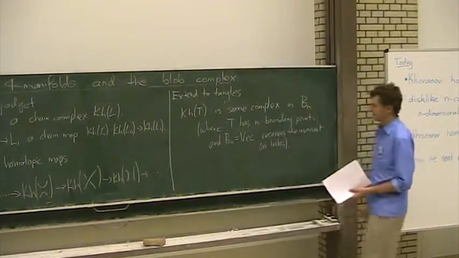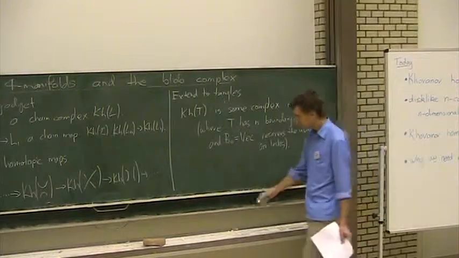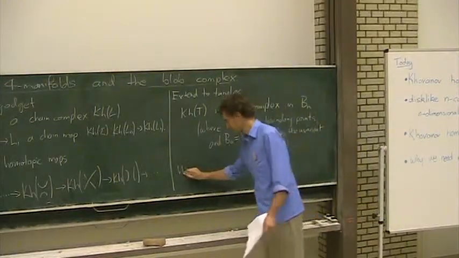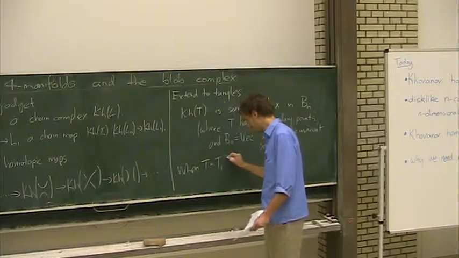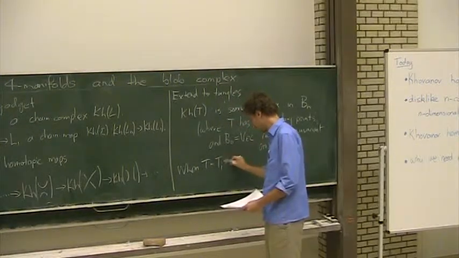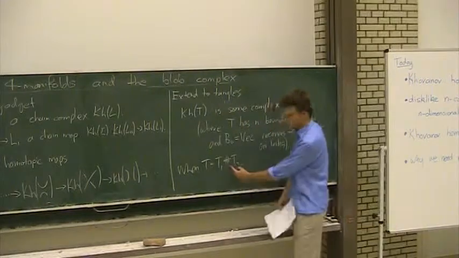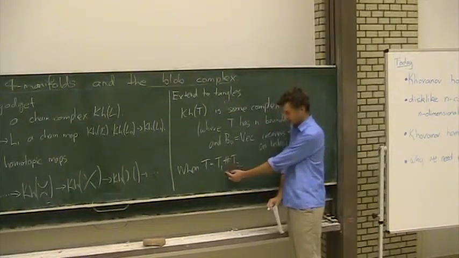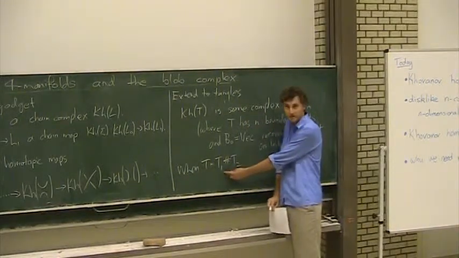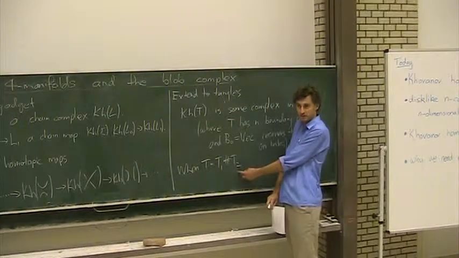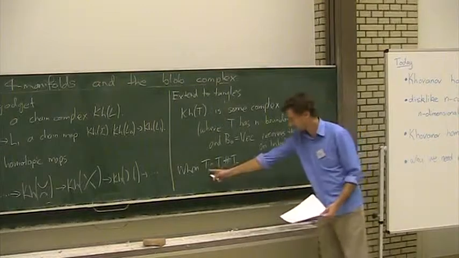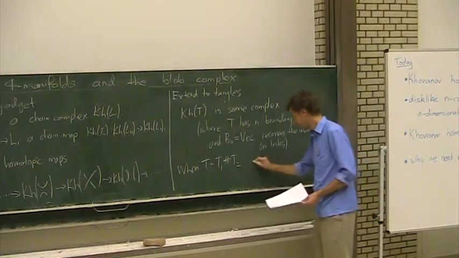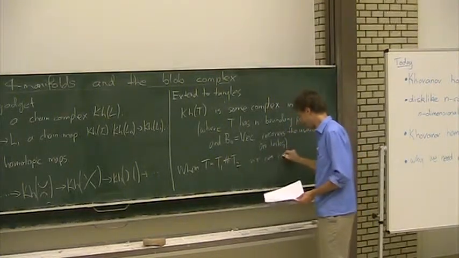An important thing to say about this extension to tangles is that it lets you do computations. So when T is some union of two smaller tangles, I'm gluing up some subset of the boundary points of T1 with some subset of the boundary points of T2. Possibly there are still other boundaries sitting around on both sides. But when you build a tangle out of two smaller pieces, we can compute.